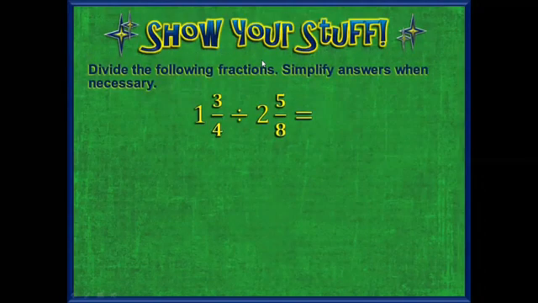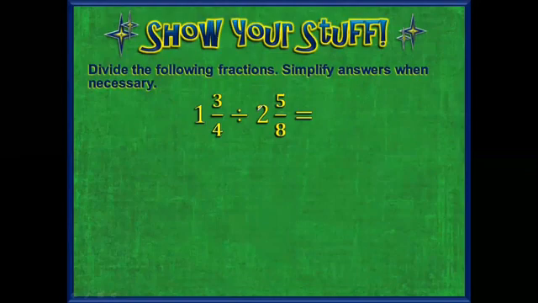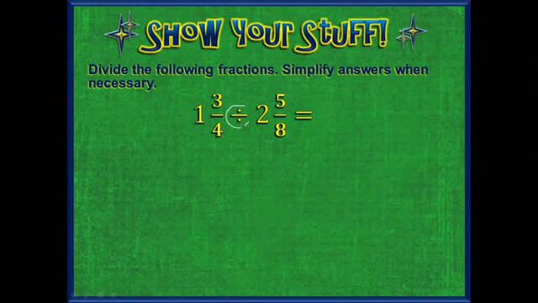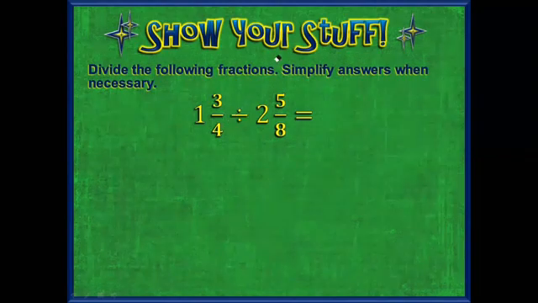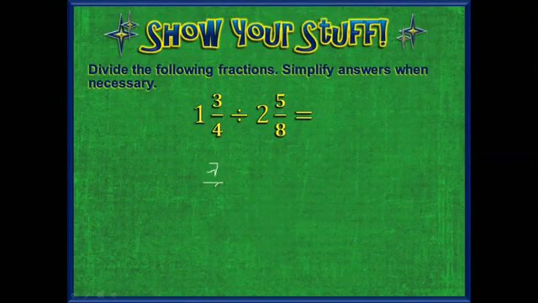In this example, we notice that we have mixed numbers on both sides. Before changing the division operation into the multiplication operation, we have to change both mixed numbers into fractions first. 4 times 1 is 4, plus a 3, 7 out of 4, divided by 2 times 8 is 16, plus 5 is 21.